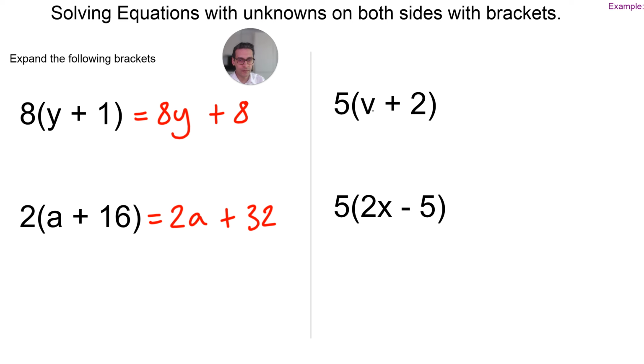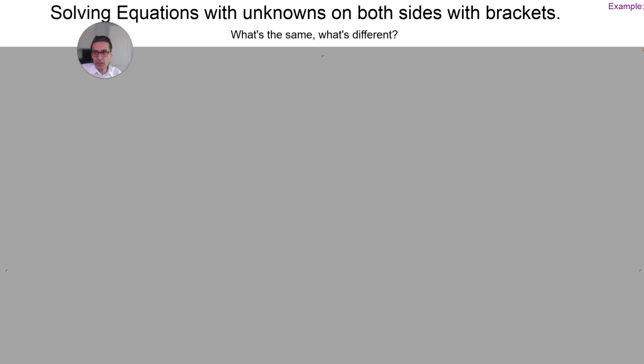Question 3, 5 lots of v plus 2. So that's going to be 5 lots of v plus 5 lots of 2, which is 10. And then finally, we've got a negative here. Just be careful with that. 5 lots of 2x is 10x. And 5 lots of negative 5 is negative 25. Okay, that was a very quick warm up, and we're going to start looking straight at the questions.